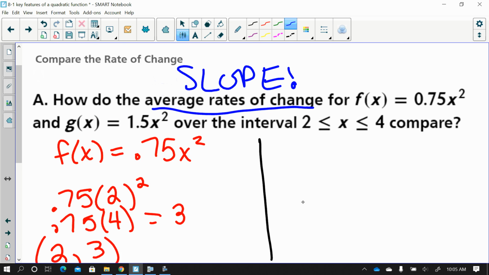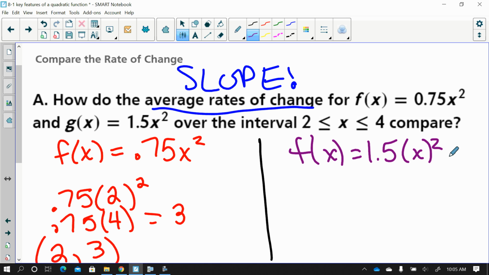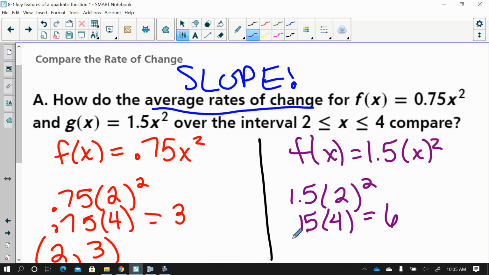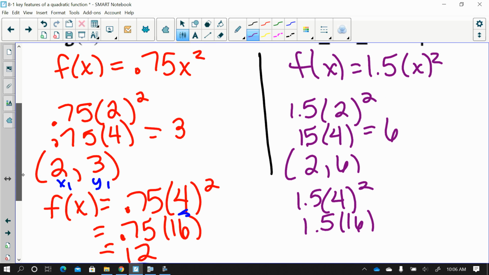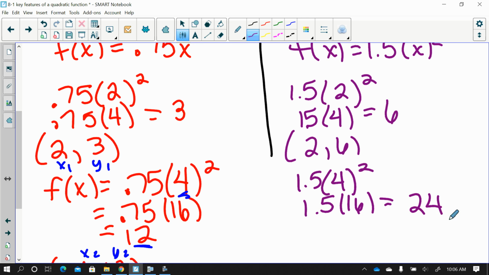Okay, let's do our other problem. We have g of x is equal to 1.5x squared. So again, I'm plugging in 2. So 1.5 times 2 squared is just 1.5 times 4. So 1.5 of 4 is equal to 6. So the first point I get is (2, 6). And we're going to do the same thing with 4. So 1.5 times 4 squared is just 1.5 times 16. Well, 1.5 of 16 is equal to 24. So the other point I get is (4, 24).